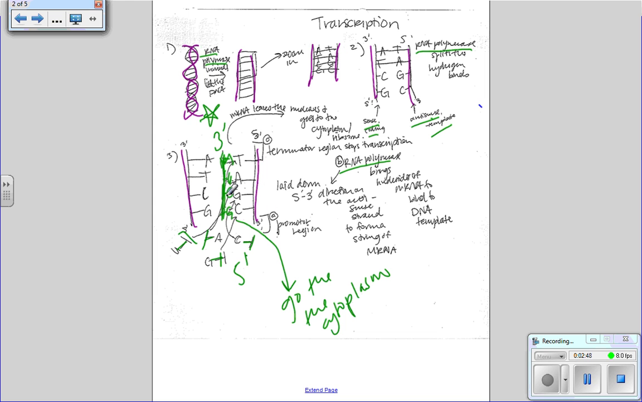Okay. So once we've made it to the terminator region, then transcription is going to stop, and this mRNA sequence is going to break off and go to the cytoplasm where the ribosomes are, and that's where translation is going to take place. So in transcription, we start off with DNA, and we make an mRNA code that matches up with the DNA. That mRNA code is going to travel out of the nucleus, go to the cytoplasm to the ribosome, and go through a process called translation where we actually make the protein.